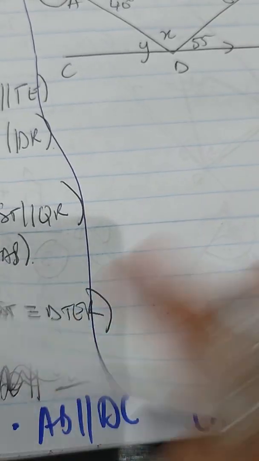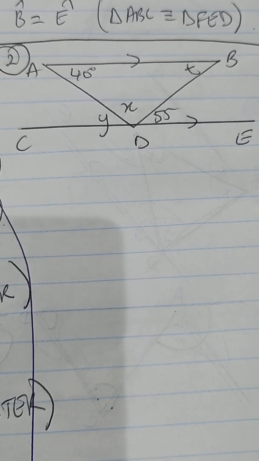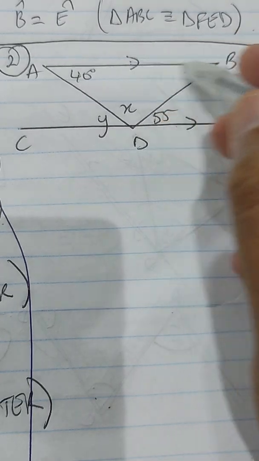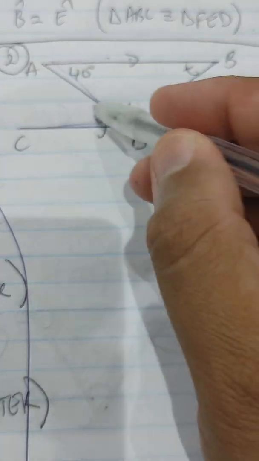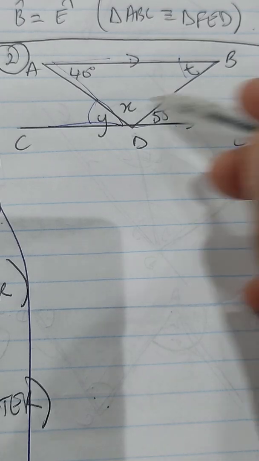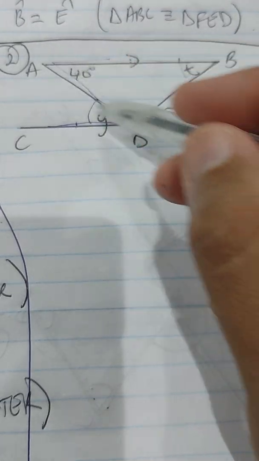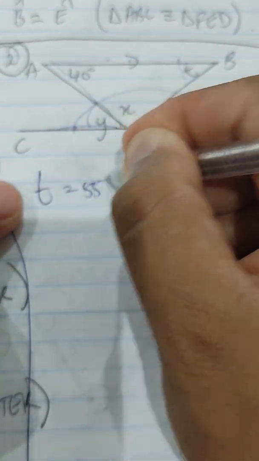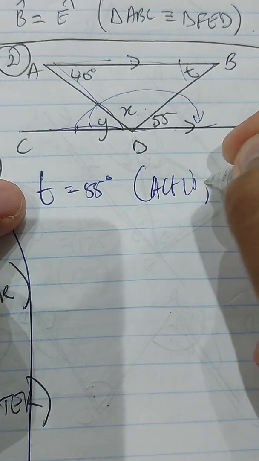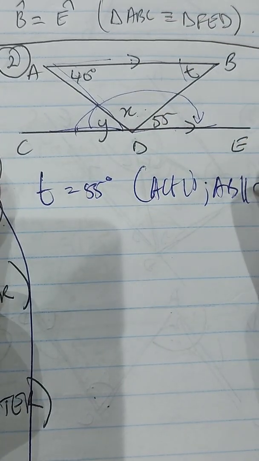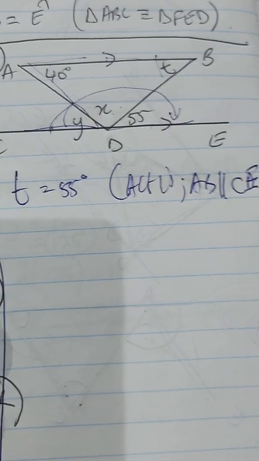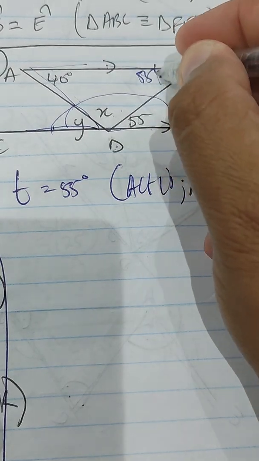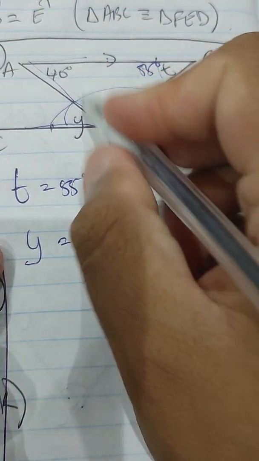Let's go to the next one, number 2. In number 2, again, we're given these lines are parallel. So alternate angles are equal. So I got y is 40, t is 55. Then I can work out angle x equal either angles in a triangle or angles in a straight line. Okay. So first we'll start with t is 55 degrees. So alternate angles with AB being parallel to CE. Or I could have said DE or CD, doesn't matter. Okay. That's 55 degrees. Then y is equal to 40 degrees.